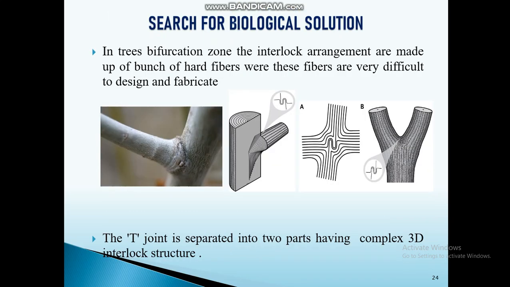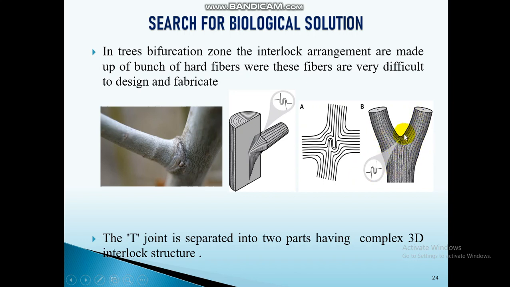Search for biological solution. Once I redefine the problem, I am searching for the solution. Tree branches solve these types of problems by means of three-dimensional interlocked fibers. If we look at these joints, this is called bifurcation. Here the fibers are three-dimensionally interlocked with one another.